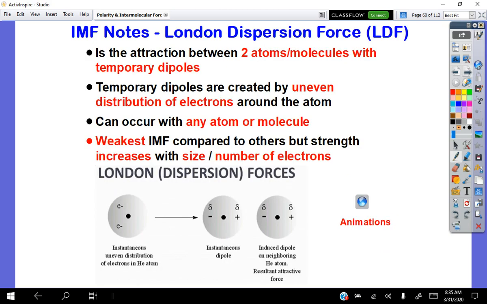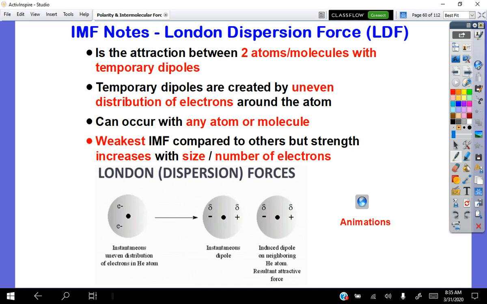When we're talking about intermolecular forces, there are going to be three main types that we look at for covalent molecules. We're looking at London dispersion forces, or abbreviated LDF, first. London dispersion forces are the attraction between two atoms or molecules with temporary dipoles. The temporary dipoles are created by uneven distribution of electrons around the atom. This can occur in any atom or molecule.